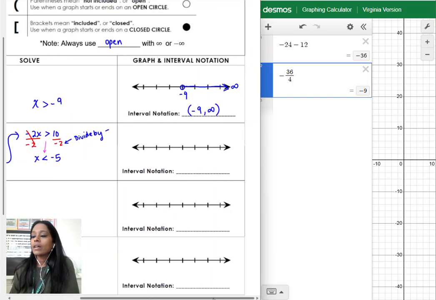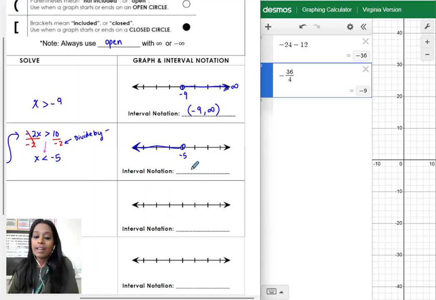All right, so let's go ahead and graph our answer. So you have x is less than negative 5. I'll just put negative 5 here. I'm going to use an open circle because it doesn't have an equal to symbol. And then we're going to shade it to the left.